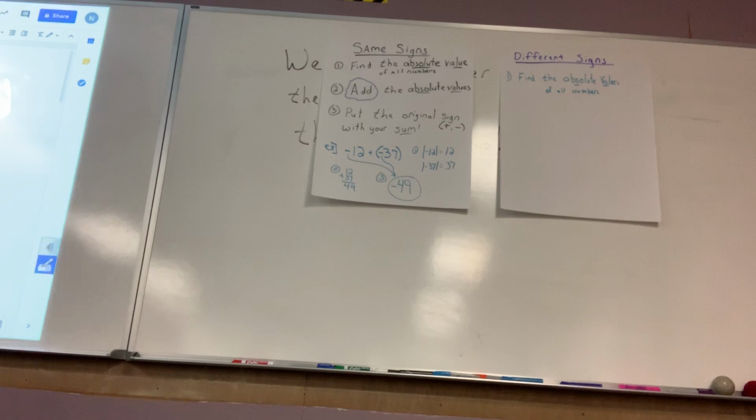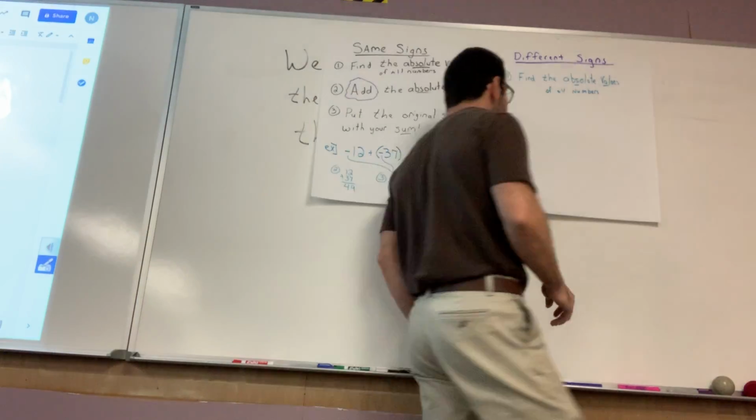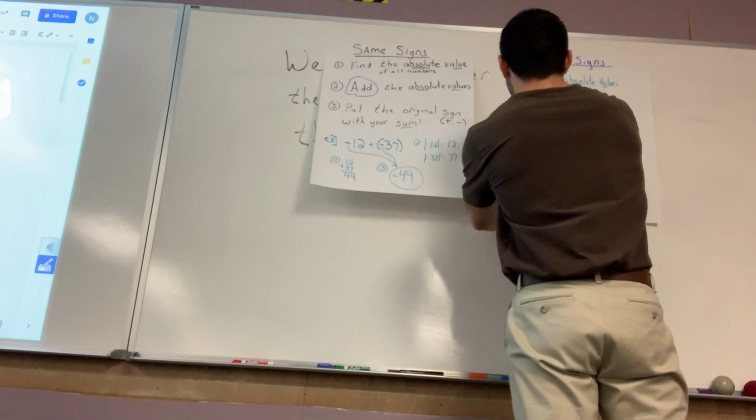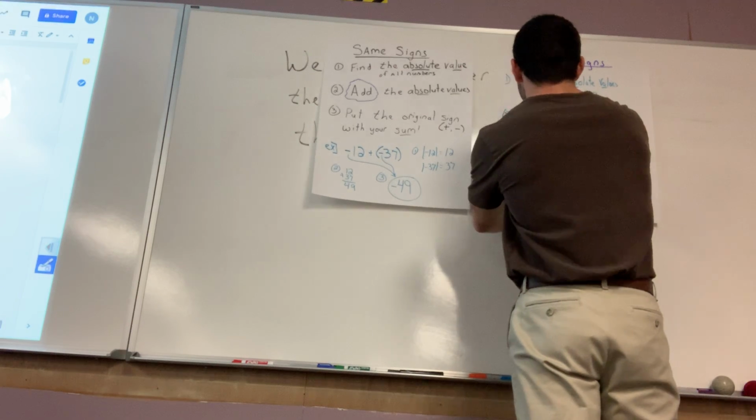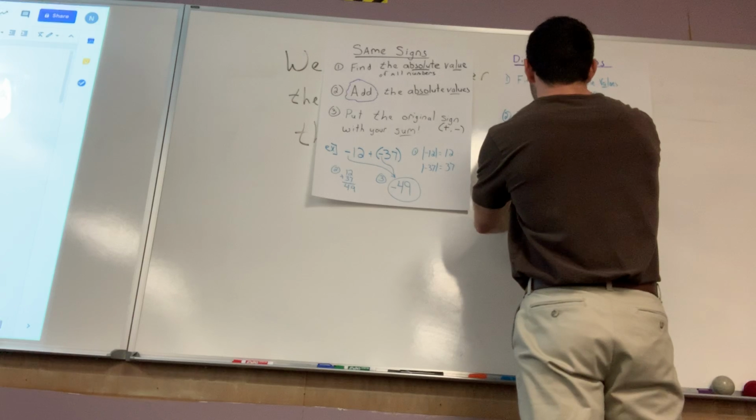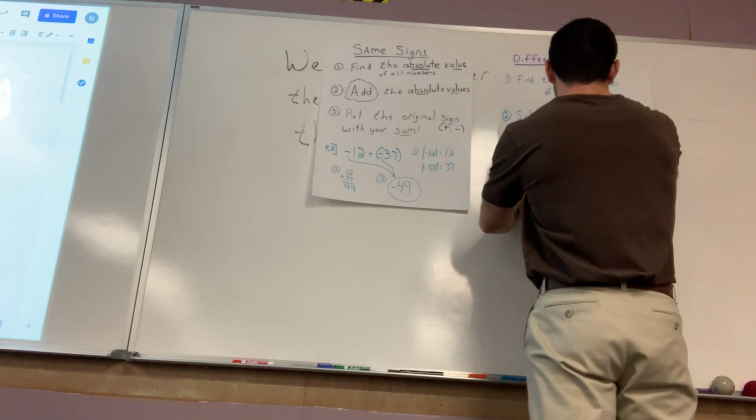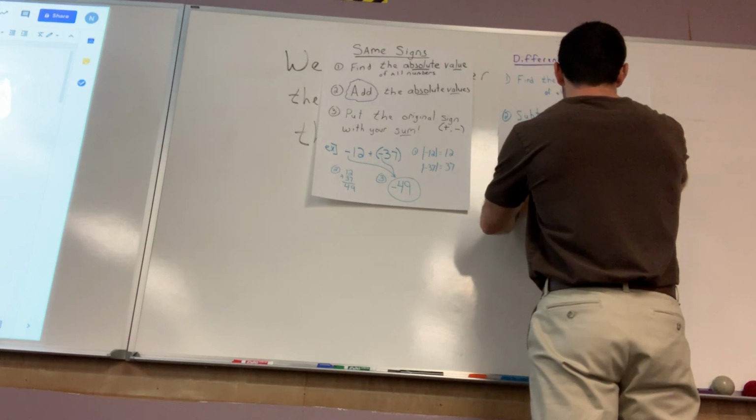8. Okay, so I put 8 on top. I put 5 on bottom. What do I need to do though? You just subtract. Oh. When they're different signs, I need to subtract. So now we are going to subtract the absolute values.